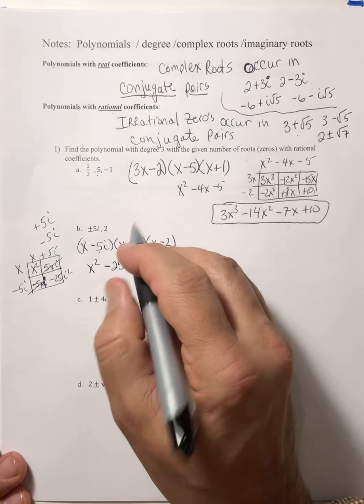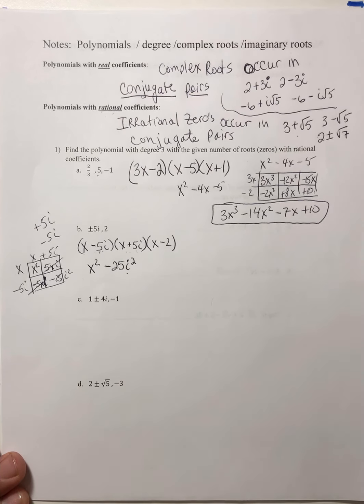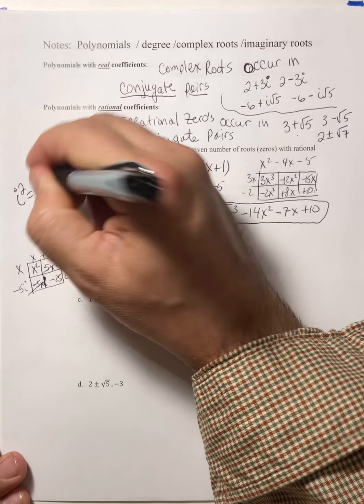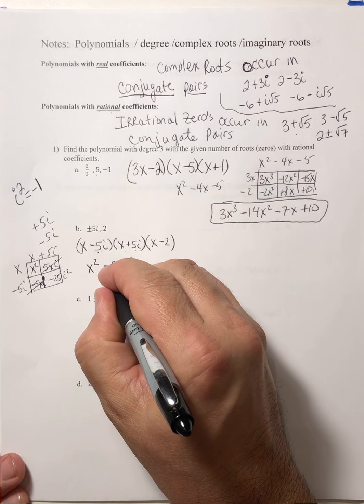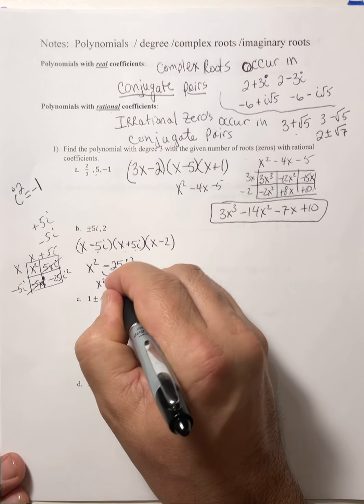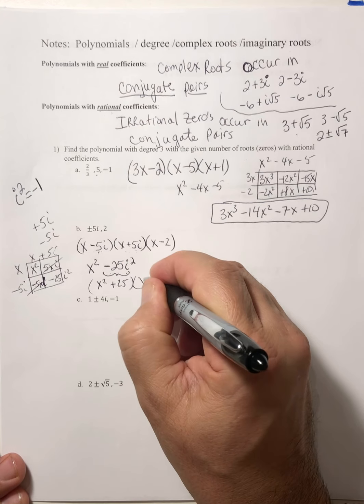All right. Now, what do you remember about i squared? That's right. Where am I going to write that down? i squared is equal to negative 1. So this whole thing becomes plus 25. So we're looking at x squared plus 25. And now I have to multiply it by x minus 2.